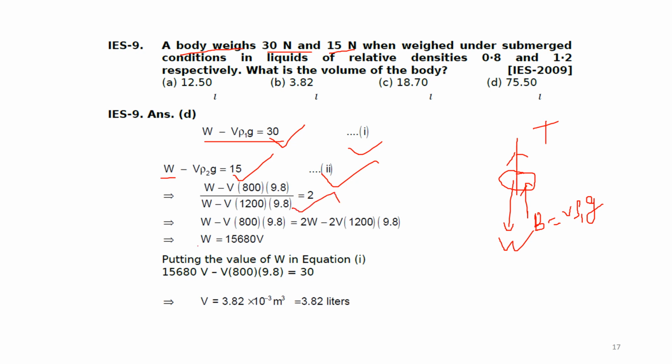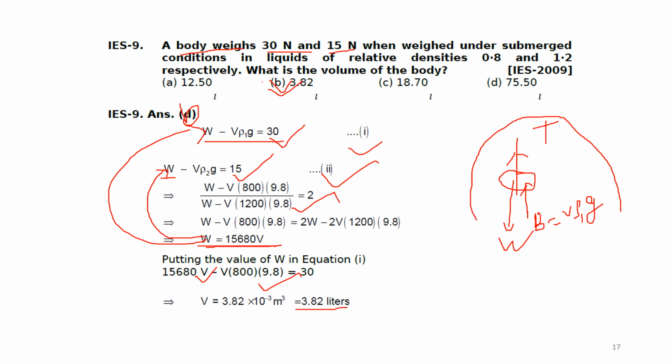Just divide these two, then you will get a relation between W and V. Now put this into either of the equations and you can solve for V. So V will be 3.82 liters, so it is actually B. Not D, the answer will be B. So you have to use this equation. Understood?